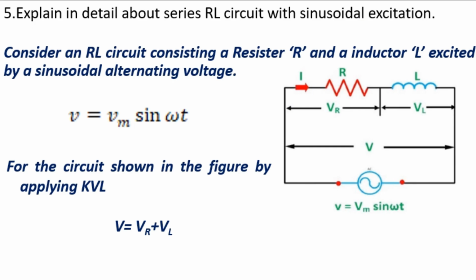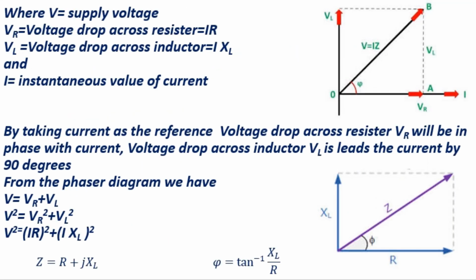Explain in detail about series RL circuit with sinusoidal excitation. Consider an RL series circuit consisting of resistor R and inductor L excited by a sinusoidal alternating voltage V equals Vm sin omega t. For the circuit shown in the figure below, by applying KVL, we can write V equals VR plus VL, where V is the supply voltage, VR is the voltage drop across resistor, which equals IR, and VL is the voltage drop across the inductor, which is I into XL, and I is the instantaneous value of current.